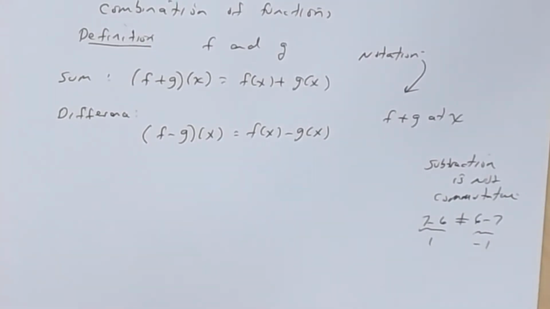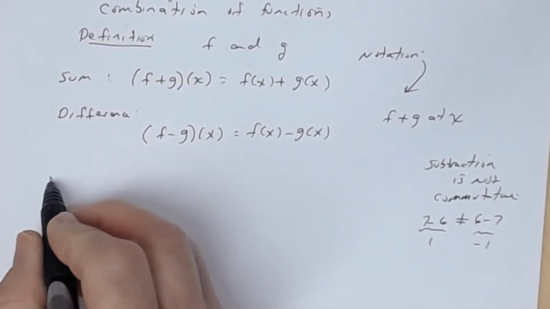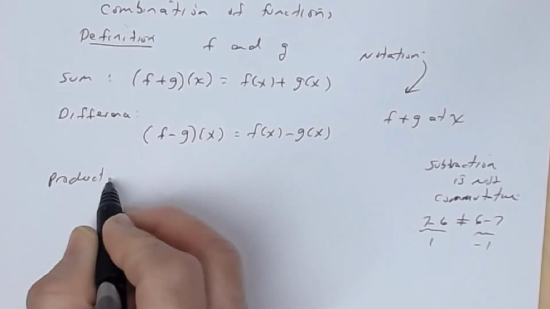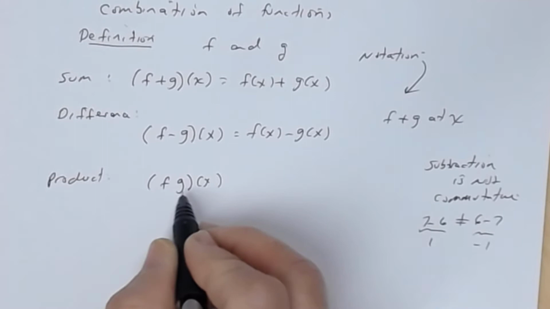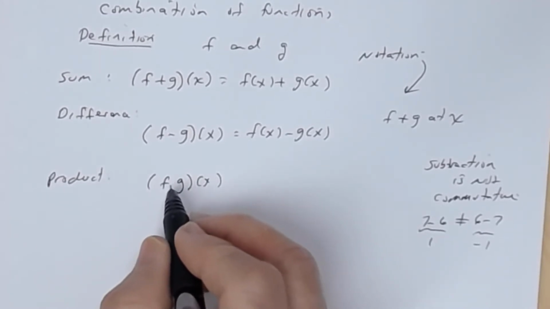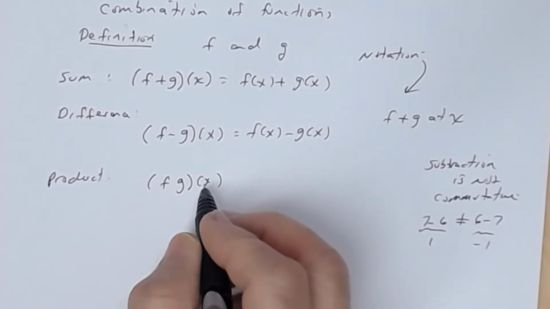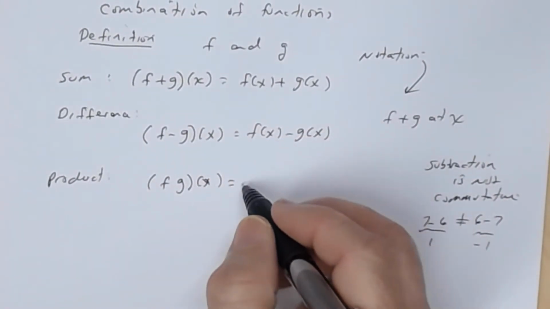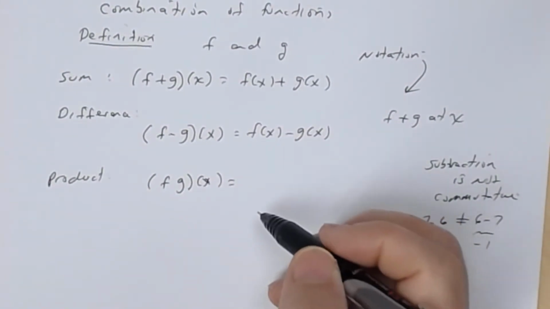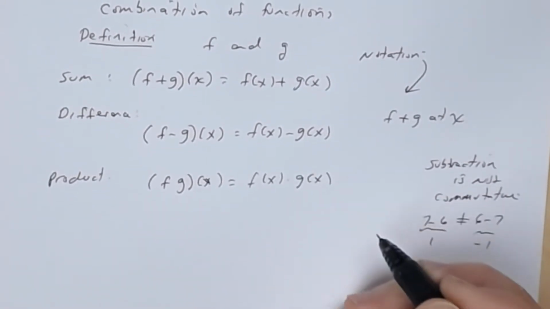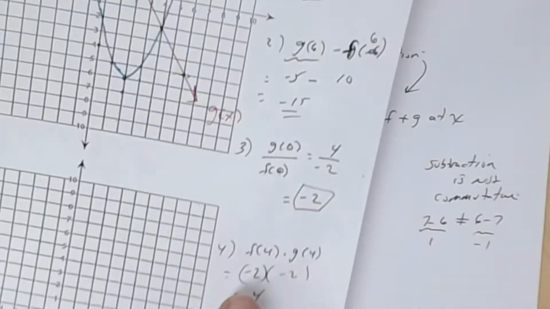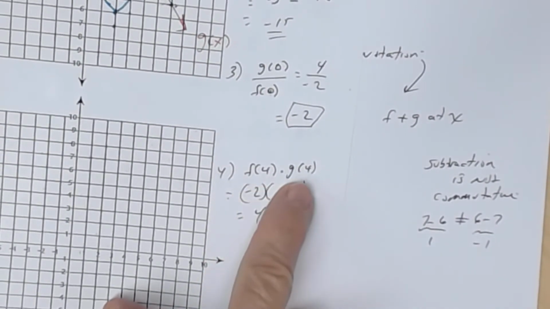The other thing we could do, remember, is multiply. So we can multiply them. This is going to be called the product. The product looks like this: f times g at x. Remember, if there's no operation, this one is going to be multiplication. f times g at x. And that means, just like this, what do you think you're going to write this as? Well, if you said f of x times g of x, you're correct. See how that looks right here? f of 4 times g of 4.